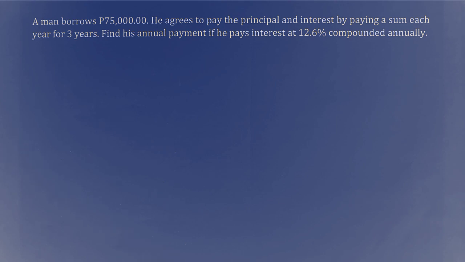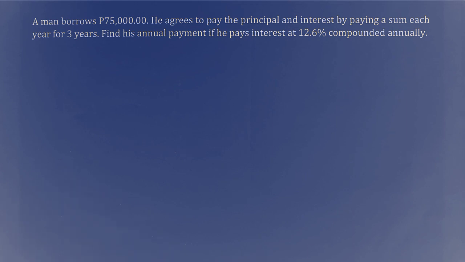Para sa ating unang problem, a man borrows 75,000 pesos. He agrees to pay the principal and interest by paying a sum each year for 3 years. Find his annual payment if he pays interest at 12.6% compounded annually.